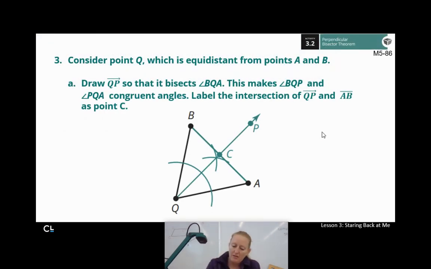This is interesting because these two sides are equal. This should be the perpendicular bisector. Let me grab my little pen here.